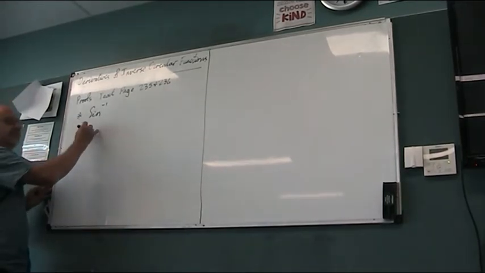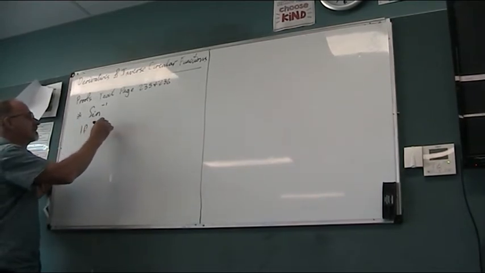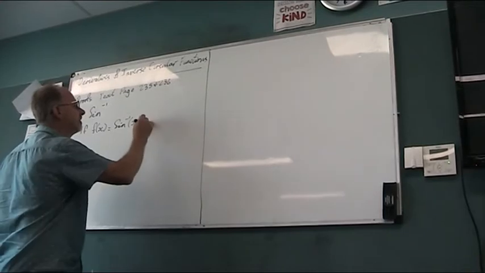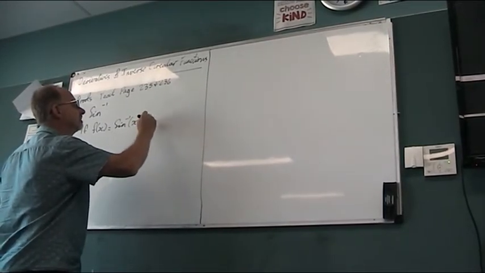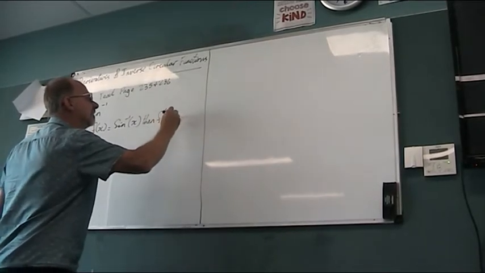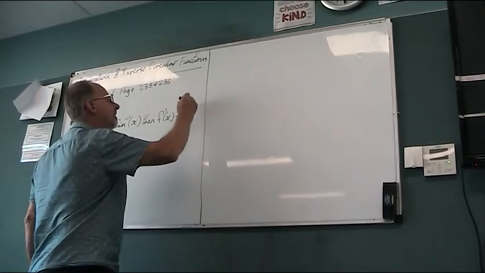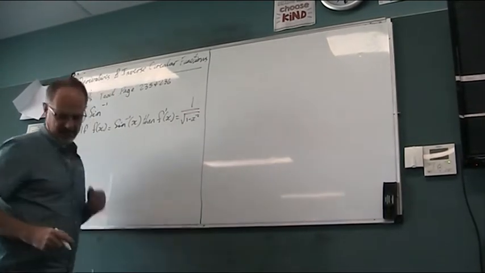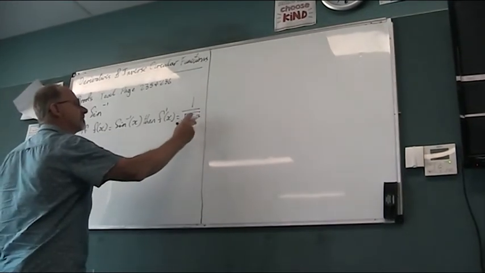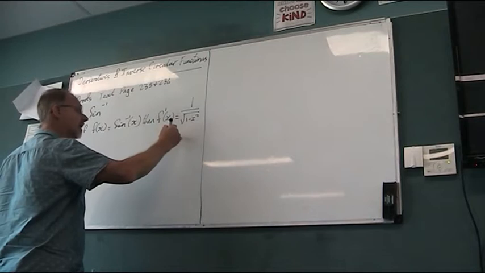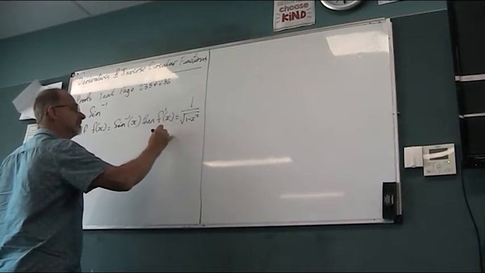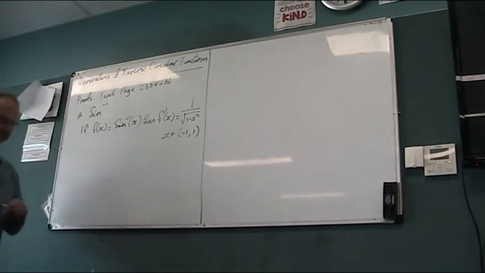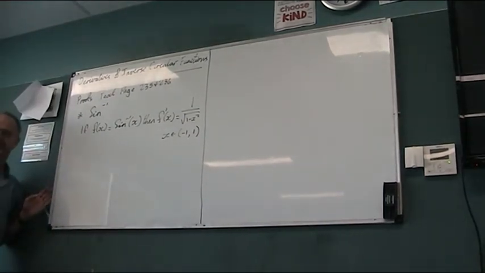So if your function f(x) is sine inverse of x, then the derivative f dash x looks like this. It looks like 1 over the square root of 1 minus x squared, and of course there's a restriction on x. x needs to be between -1 and 1, which of course is the highest and lowest values that sine can take.